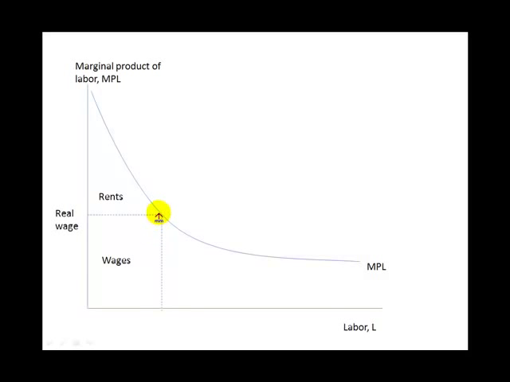And what about the rest that's left over? Well, those are the rents earned by the landowners. So again, here, here, here, here, that's the total output of the economy. That's the share earned by the workers, the labourers. That's the share earned by the landowners.